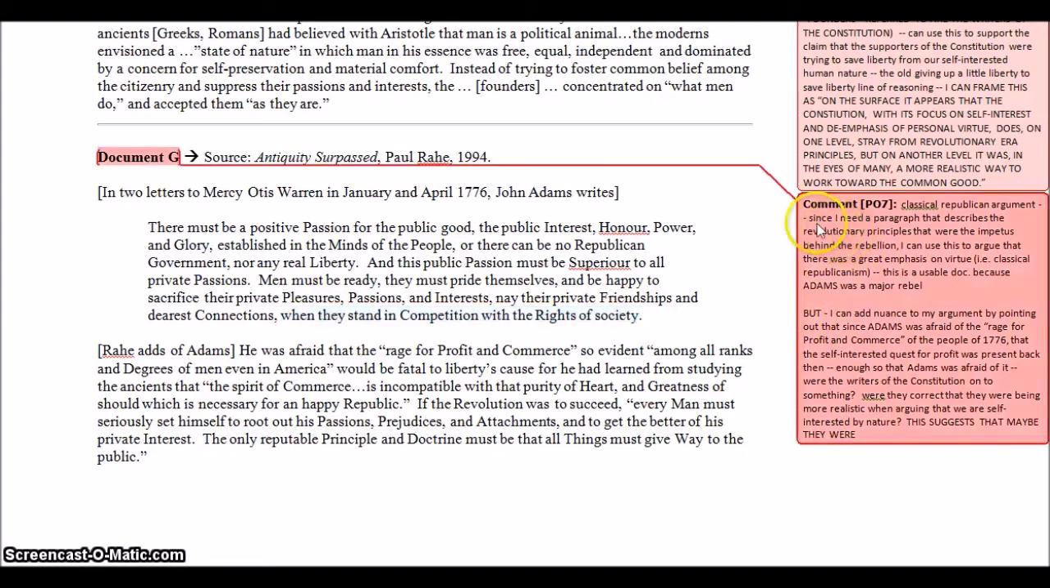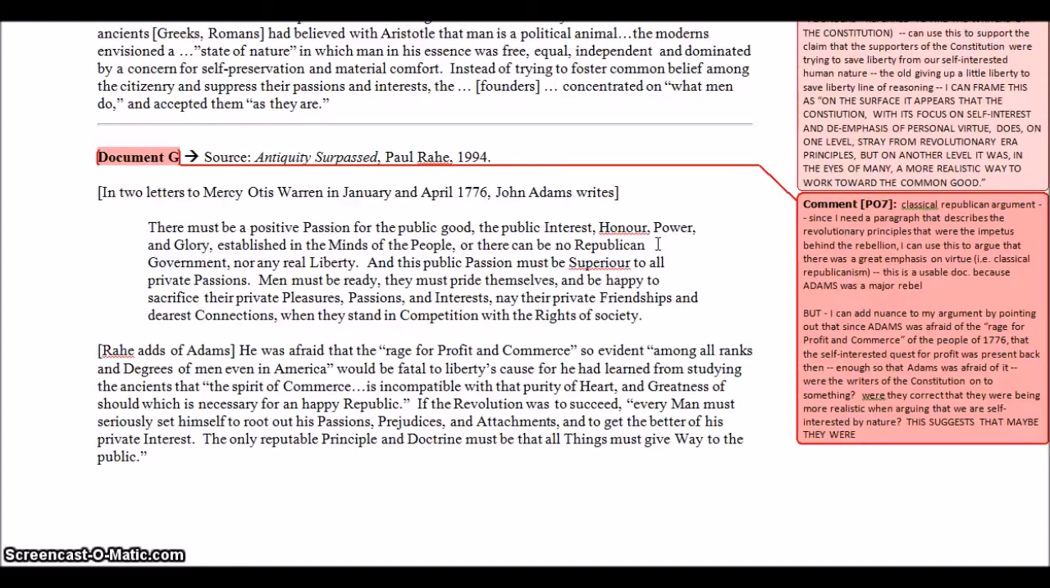Okay? So, I'm going to need to write a paragraph that describes the principles, the revolutionary principles, that were the impetus behind the rebellion. In other words, if I'm going to argue that something was or was not subverted, I've got to describe what it is being or not being subverted. So I'm going to need a paragraph that basically outlines the values and principles for which the Patriots fought. And again, do not end your sentence with the preposition. Do not say fought for.